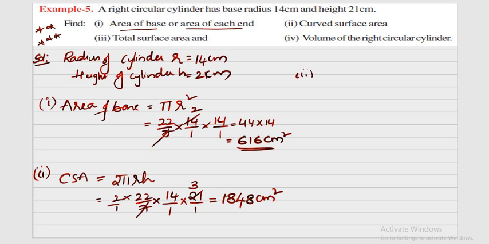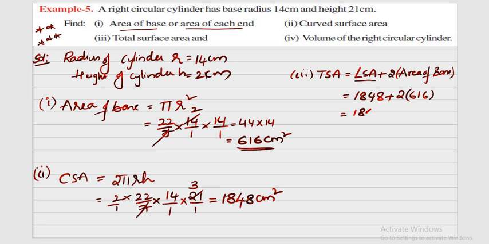Next, moving on to the third bit. What is the third bit? Total surface area. Total surface area is nothing but lateral surface area plus 2 times the area of base. Here we can use this formula. Lateral surface area is nothing but CSA only, no? So I can directly substitute 1848 plus 2 times the area of base. The area of base we have already found, 616. So this gives me 1848 plus 616.